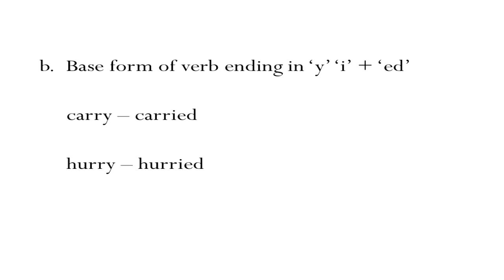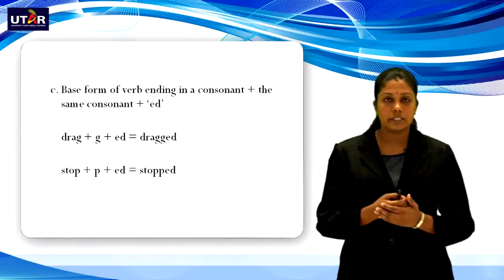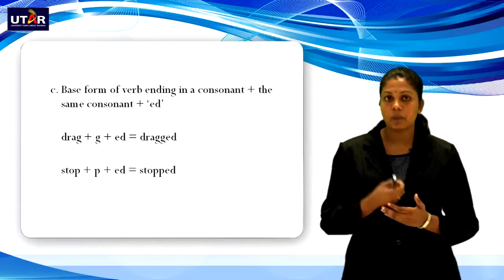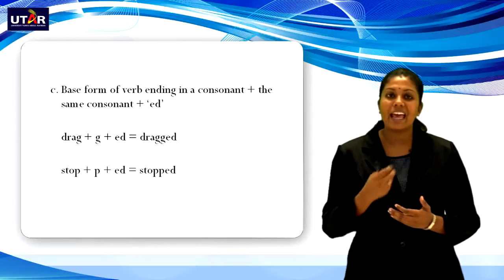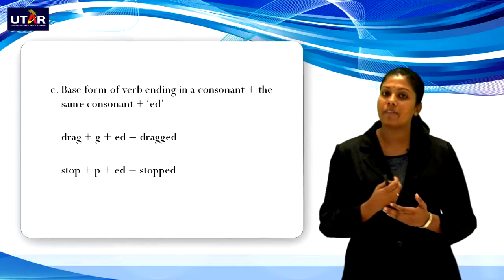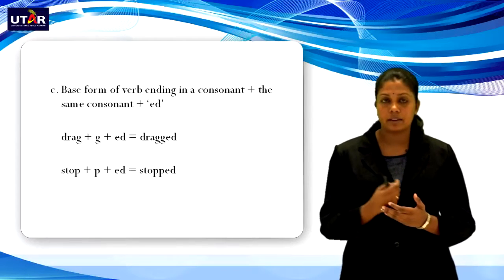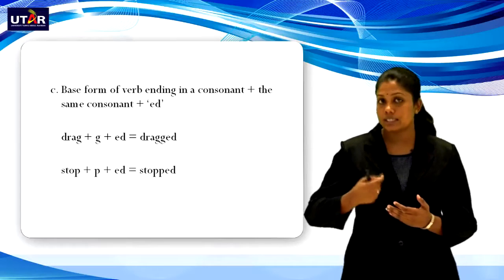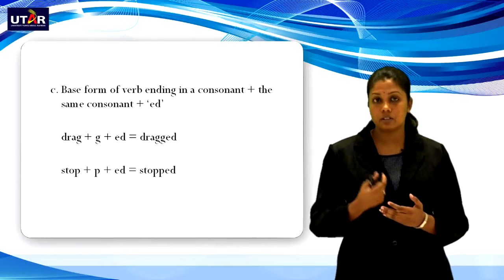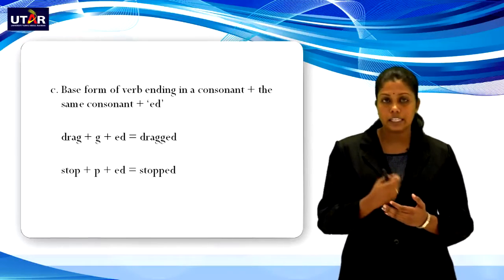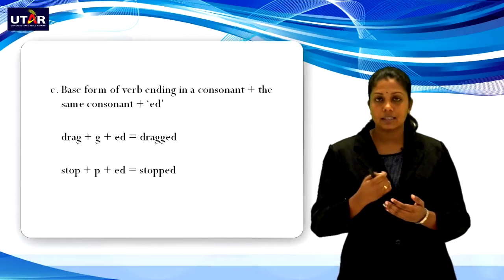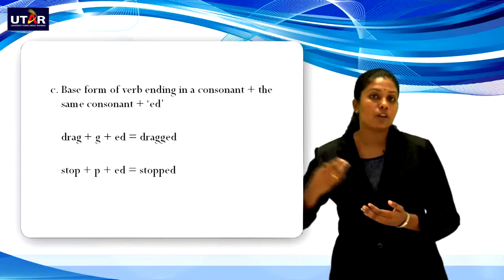carried. Next, base form of verb ending in a consonant. So when you have a verb ending in a consonant, you double the consonant and add ed to it. So we have an example here, drag. Drag ends with the letter G, which is a consonant. So you double the consonant G and you add ed to it to form the past form. So the past form of drag is dragged.